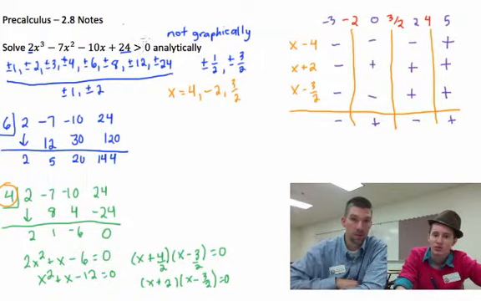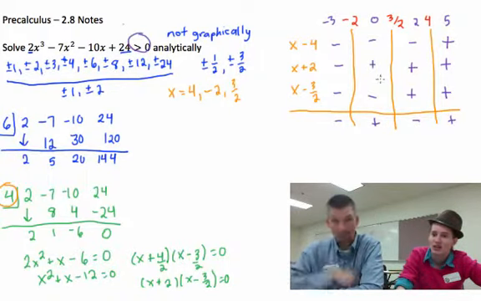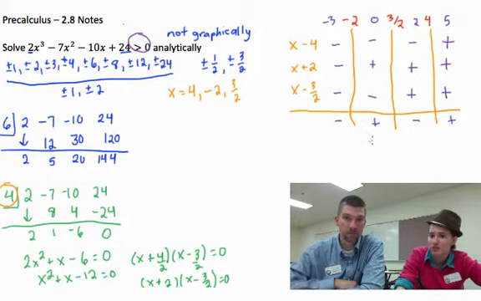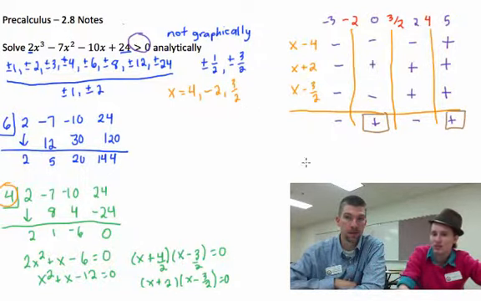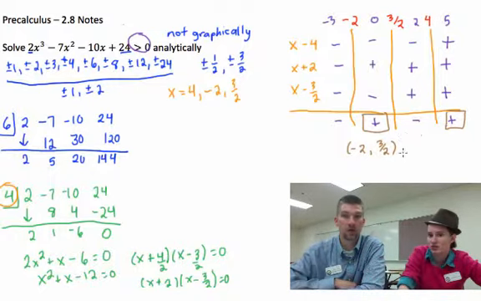What it asked us for is greater than 0, which means that it's not equal to 0. We're looking for the strictly positive entries. Positive only. So that's this right here and this right here. So let's write that in interval notation. This first interval where it's positive is negative 2 to 3 halves, together with 4 to infinity.